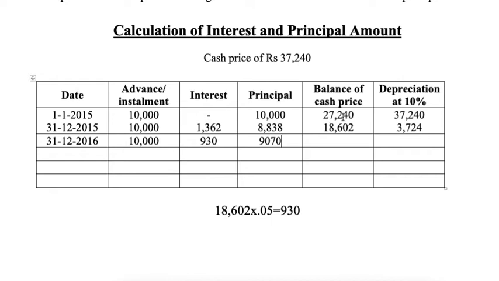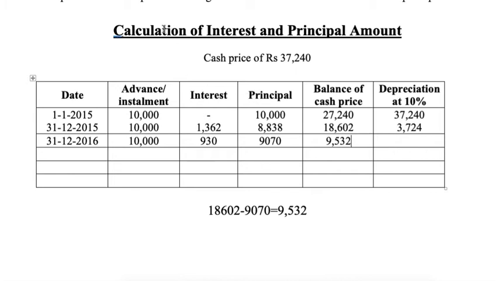Now what is the balance of the cash price? It will be the difference of 18,602 minus 9,070. So it will be how much? 9,532. That is, 18,602 minus 9,070 rupees is equal to 9,532. That is our cash balance, right?